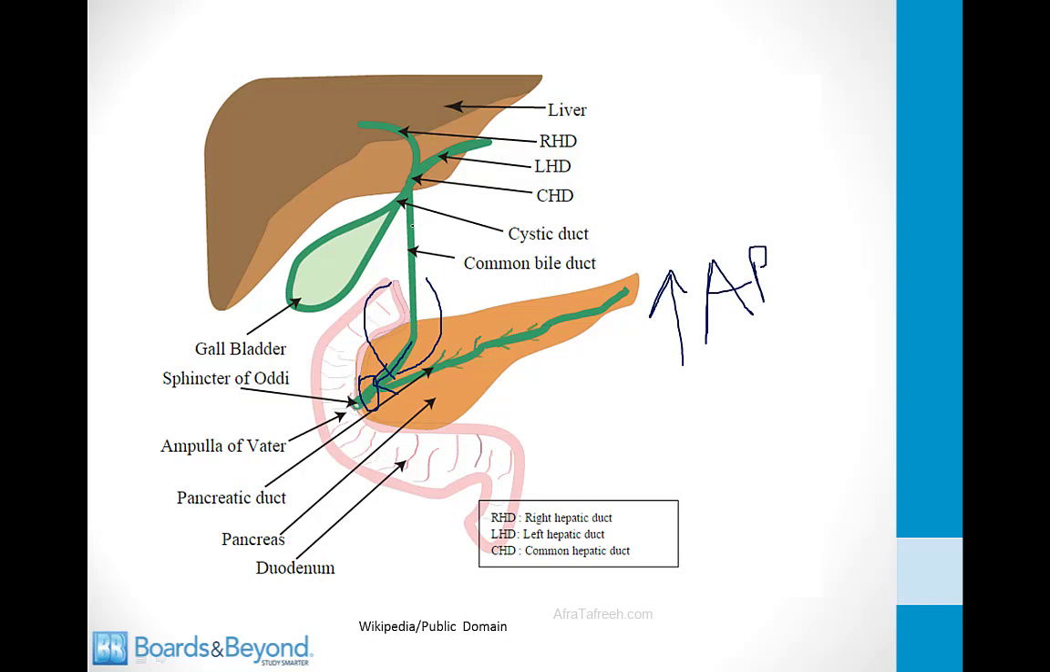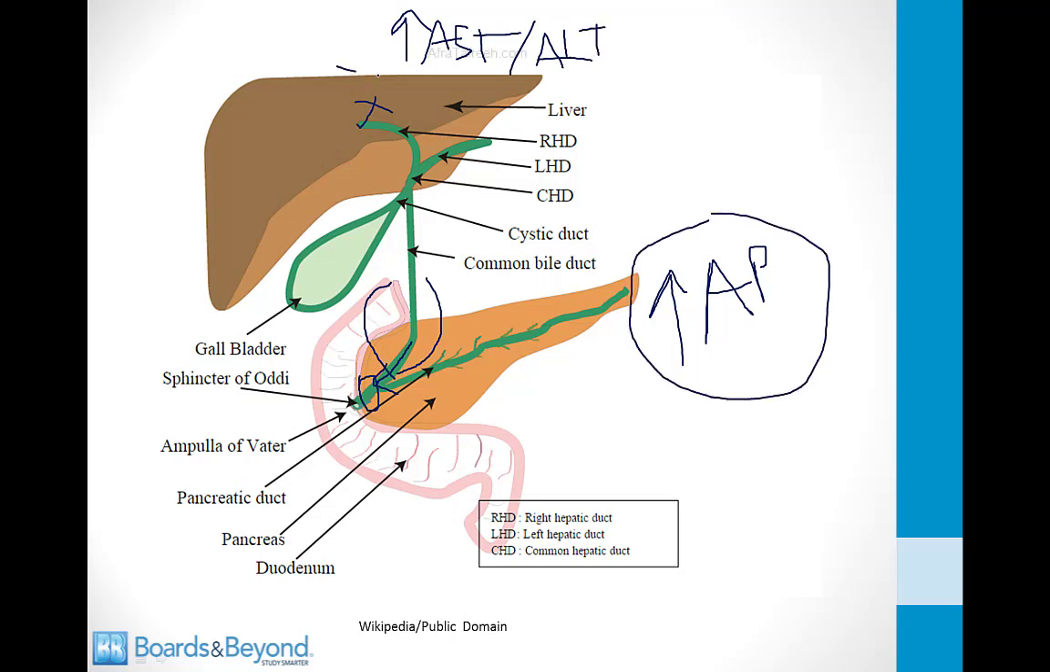Now, that backup of bile flow all the way to the liver will cause some effect and some damage of liver cells up here. So you will see a rise in the AST and the ALT levels, but that rise in the AST and the ALT levels will not be as high as the rise in the ALK-Phos. So you will see a much greater rise in ALK-Phos than you do in AST and ALT when you have a cholestatic problem or an obstruction to bile flow. And it's very important that you understand that.